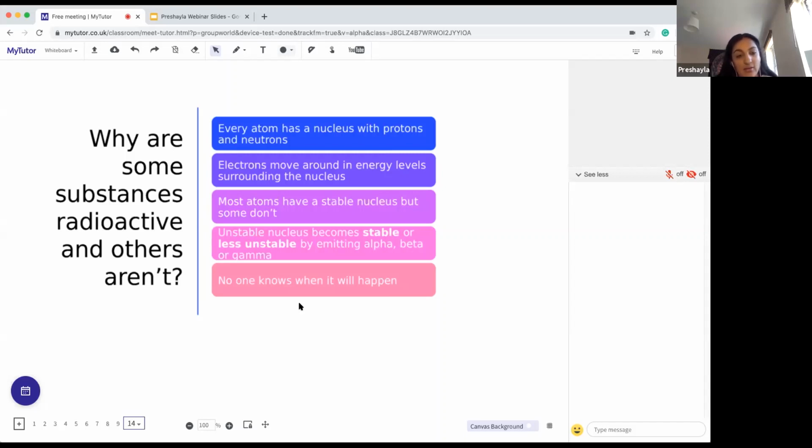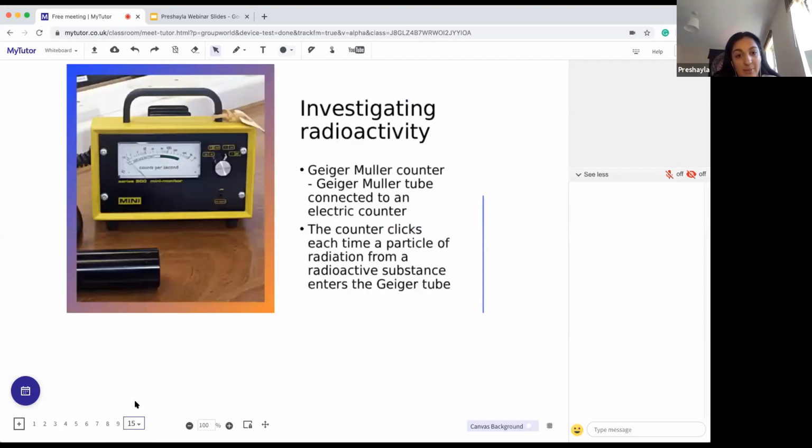Okay? The important thing about alpha, beta, and gamma radiation is that nobody knows when it will happen. We cannot predict it. We can predict a lot of things in physics, but we cannot predict the emission of alpha, beta, or gamma.